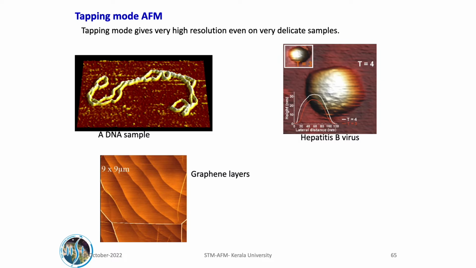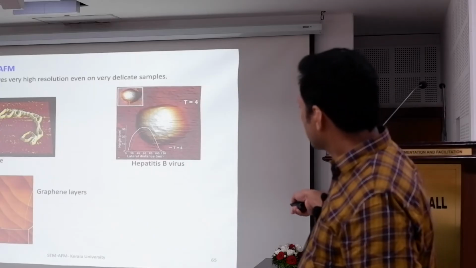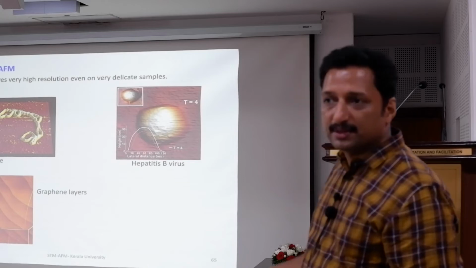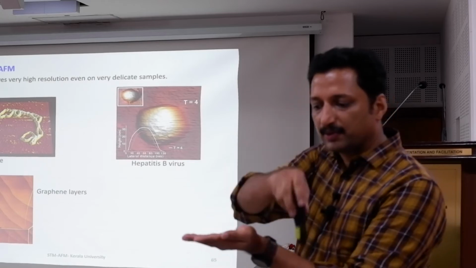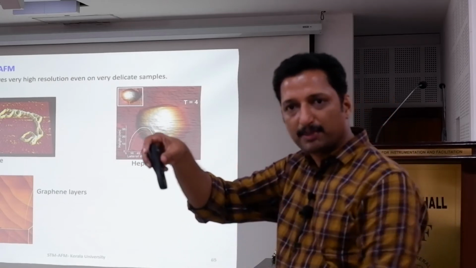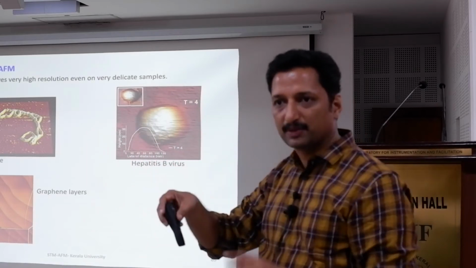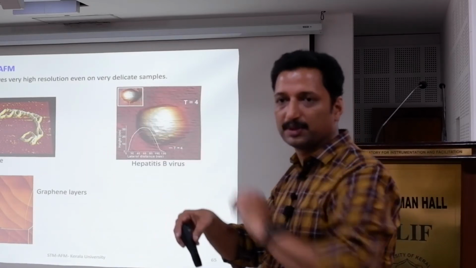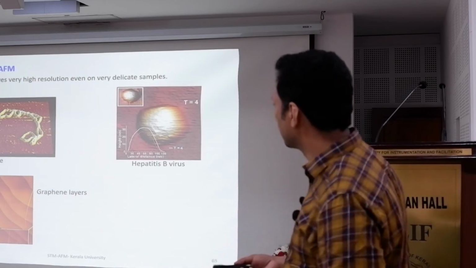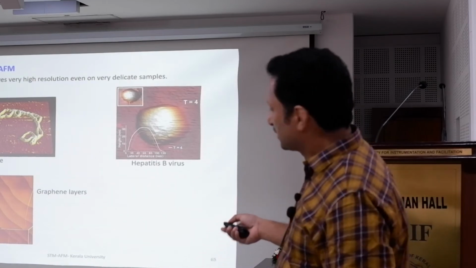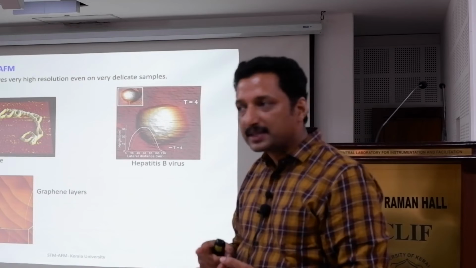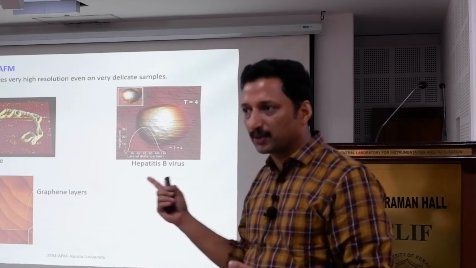This is a hepatitis B virus. These are all height images. Height means we are scanning like this, and whatever feedback is coming, we can plot it. That will give you the height of the material. And amplitude: so height, amplitude, and phase images you can get at the same time here also.